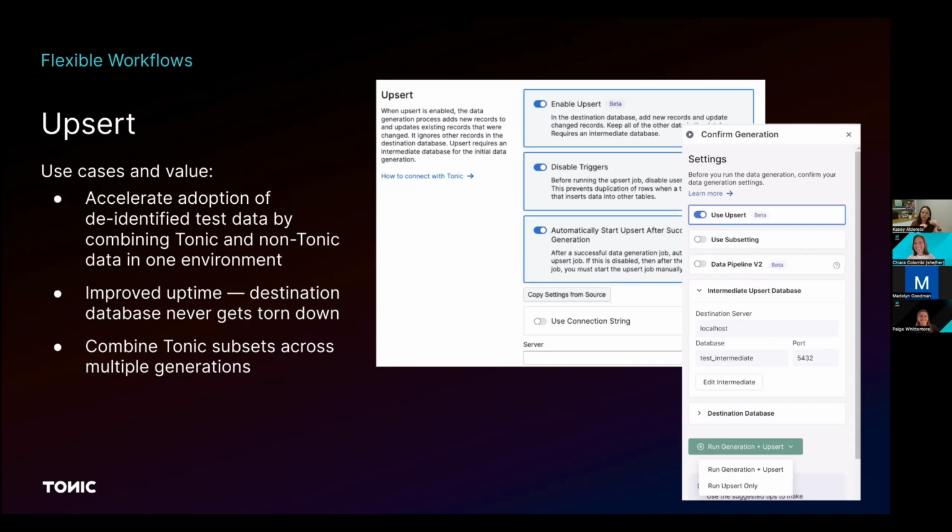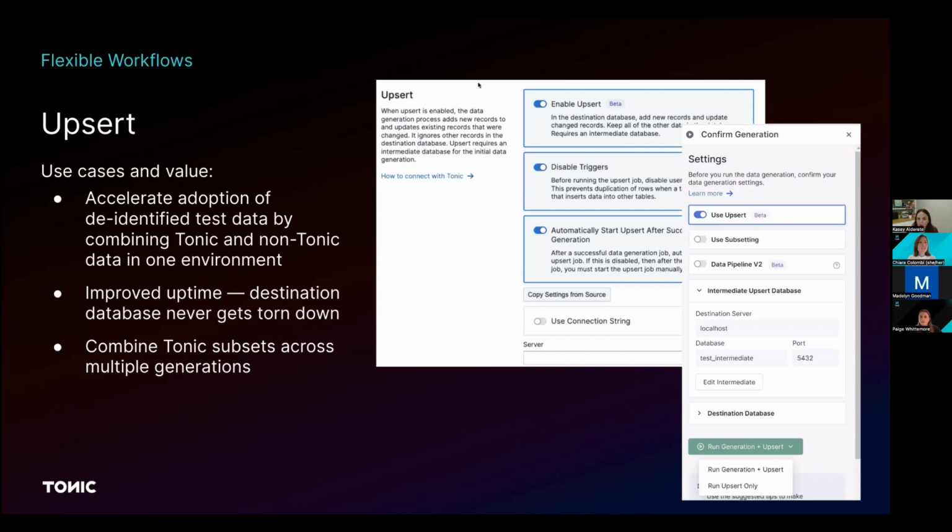And so if you subset Tonic and do a very targeted upsert into a destination database, you get that richness of what was maybe many databases before. Now it's all in one, and you've got all those different isolated data sets. Kiara, did you want to chime in?